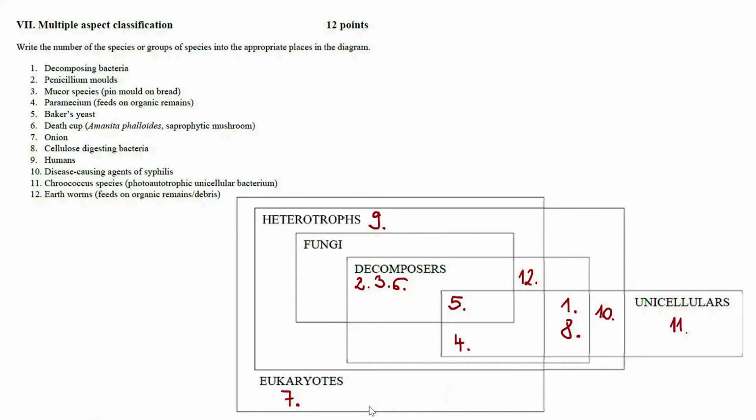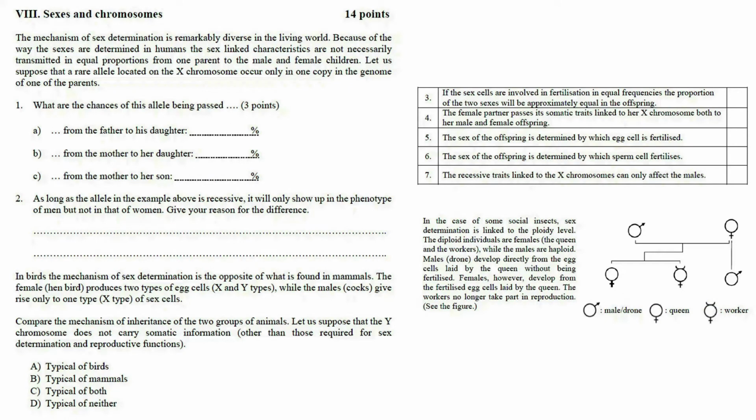That's it. Exercise 8, sexes and chromosomes. The mechanism of sex determination is remarkably diverse in the living world. Because of the way the sexes are determined in humans, the sex-linked characteristics are not necessarily transmitted in equal proportions from one parent to the male and female children. Let us suppose that a rare allele located on the X chromosome occurs only in one copy in the genome of one of the parents. What are the chances of this allele being passed from the father to his daughter?